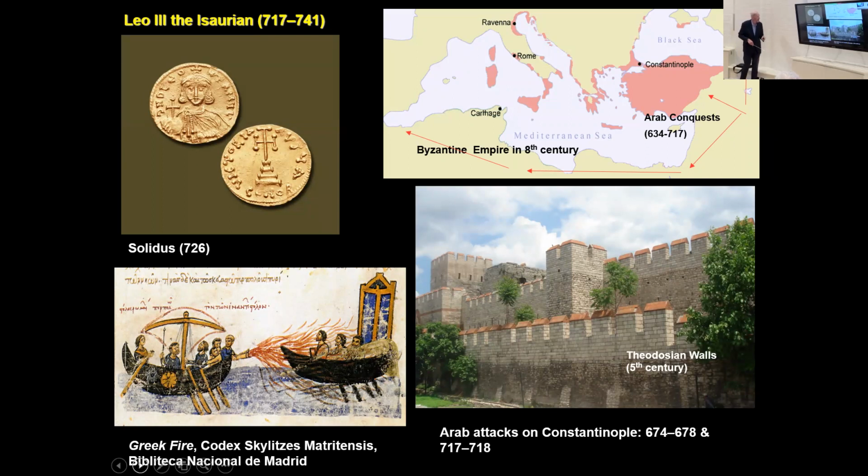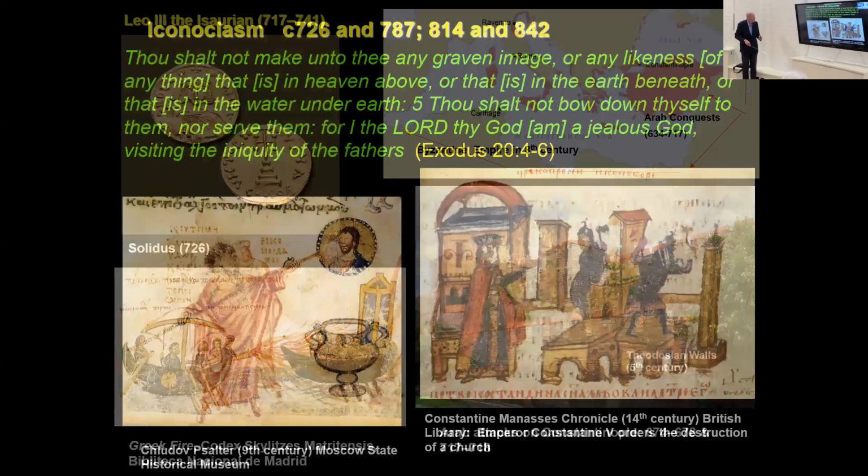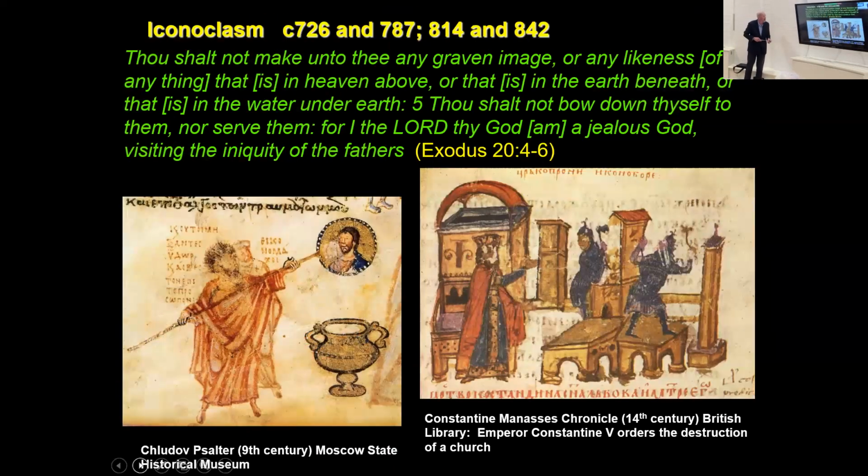So what was iconoclasm about? Well, this is it really. It's the Old Testament. It's quite simply the commandments that you can't make any graven images. And the problem was, how can human beings in any way describe what is divine? So that was the issue.